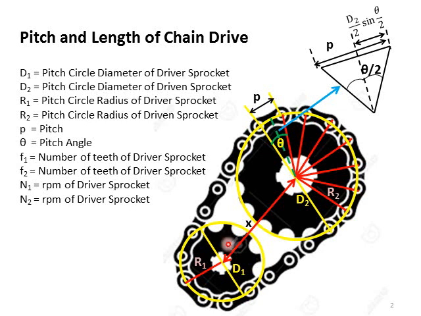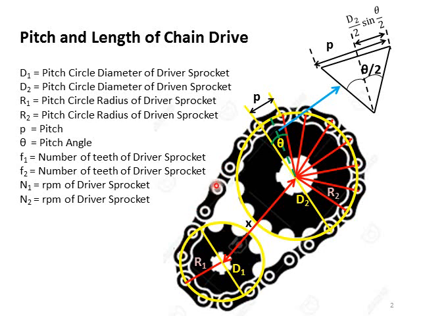One sprocket is the driver sprocket, which is mounted over the driver shaft, and the second sprocket, where power has to be transmitted, is the driven sprocket, and the driven sprocket is mounted over the driven shaft. Around both these sprockets, the chain is wrapped. By this means the full chain assembly is completed, and then power can be easily transmitted from the driver sprocket to the driven sprocket with the aid of the chain.